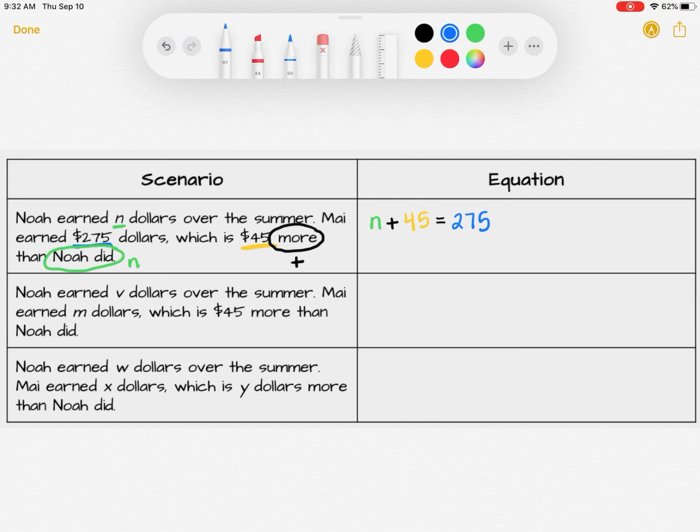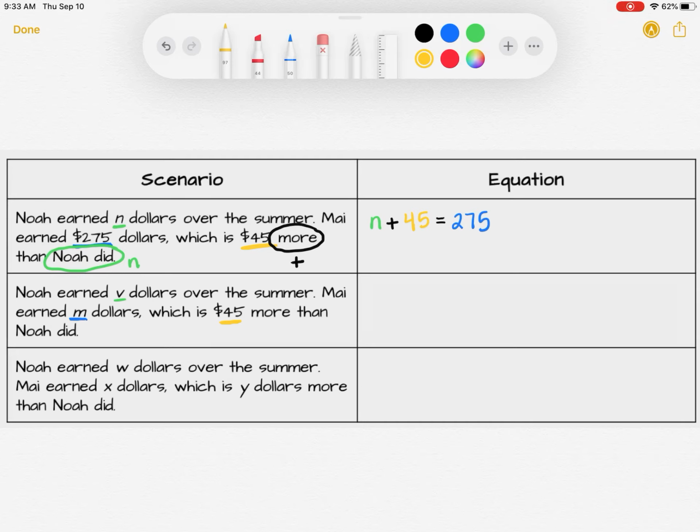All right, now the next scenario is similar, but we're going to replace some of the variables and numbers. So this time we're saying Noah earned V dollars, so I'll use the same colors to try and help us. Mai earned M dollars, so I'll use blue again for that, which is $45 more than Noah did. So we still have 45 is the same, but this time instead of saying Mai earned $275, we're saying she earned M dollars, and instead of Noah earning N in the previous scenario, he's now earning V. It's the same exact situation, I just need to replace the variables and numbers from the first equation with the ones I have here.